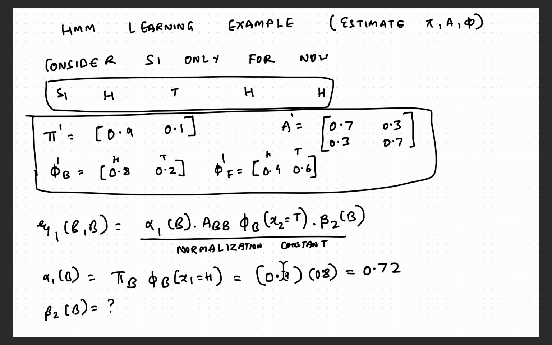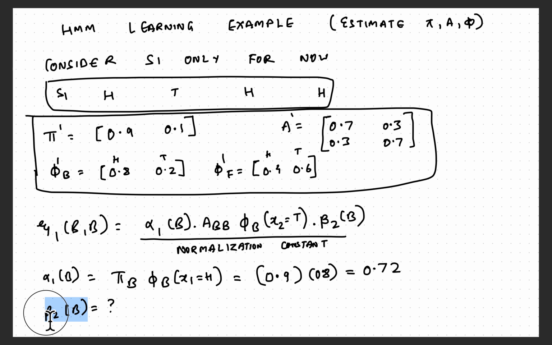So alpha 1 of B will just be pi b times phi b of x1 equal to h, and that would be 0.72. If you remember, the definition of alpha is the joint probability of seeing the observation sequence till time small t and being in that state i at the tth timestamp. Since this is t equal to 1, the joint probability of the observation sequence and being in state bias is just being in state bias at time t equal to 1, and the observation x1 equal to h, given that you're in state bias. That's 0.9 into 0.8, which is 0.72.